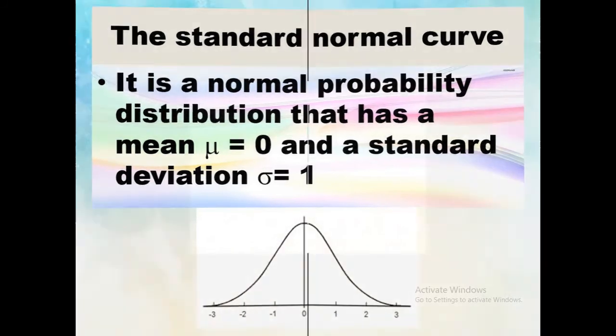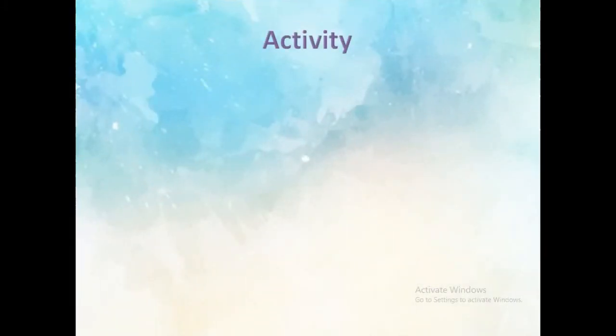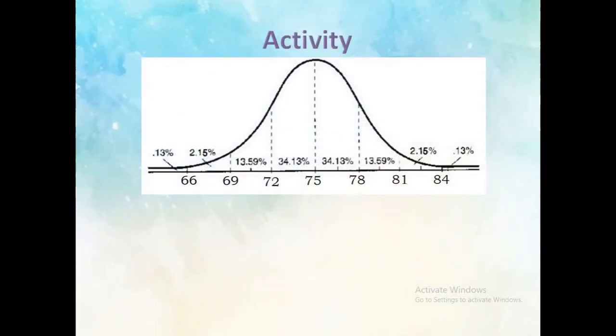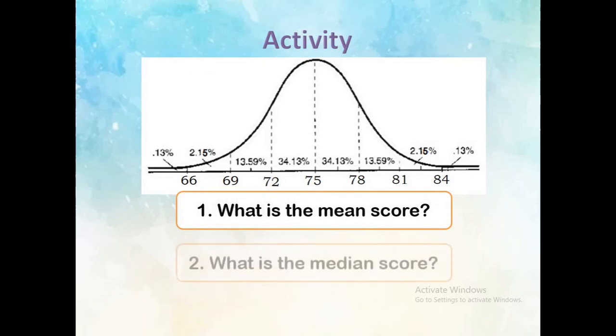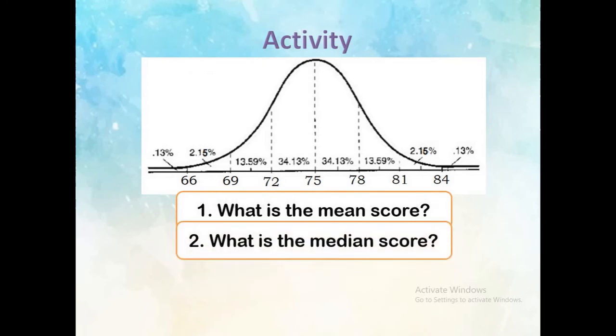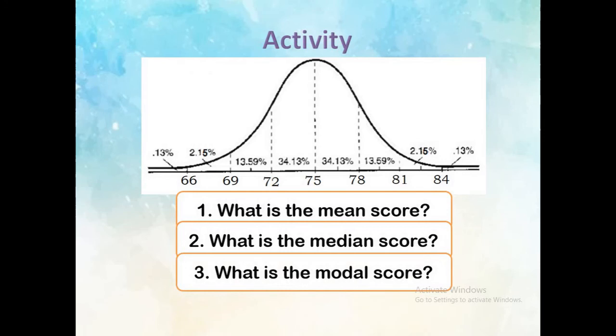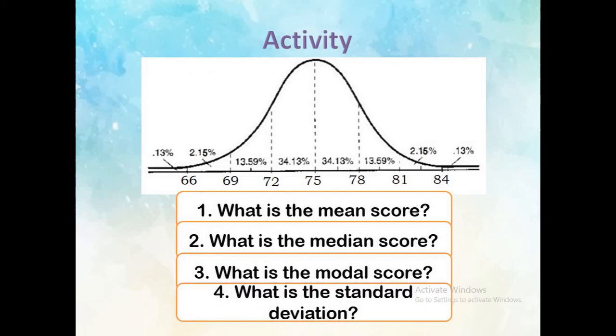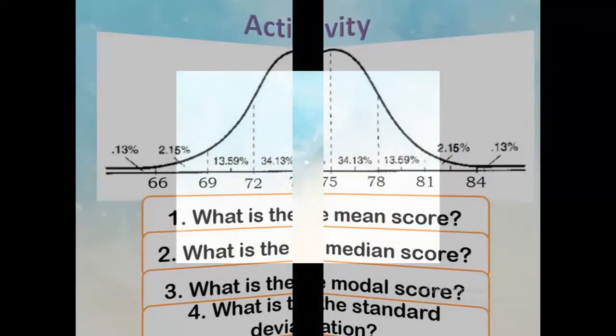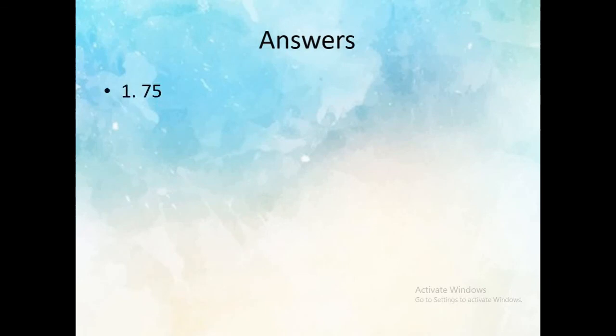Let's now have an activity. Given to you is this figure. And here are the questions. Number 1. What is the mean score? Number 2. What is the median score? Number 3. What is the modal score? And number 4. What is the standard deviation? Now here are the answers. Number 1, 75. Number 2, 75. Number 3, 75. And number 4 is 3.